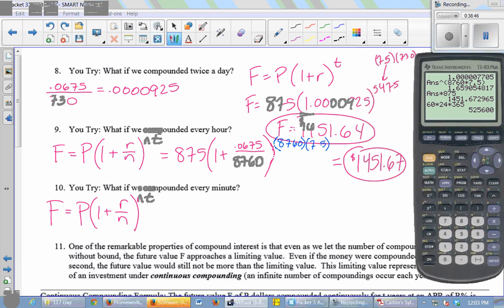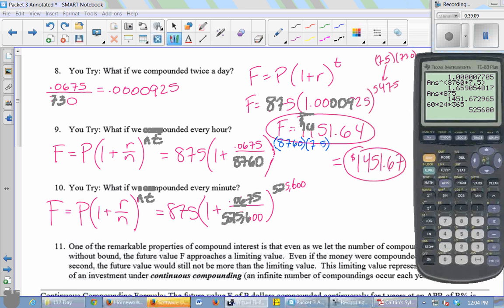Anyway, it doesn't matter. All right, so P is 875. 1 plus my interest rate, 0.0675, divided by 525,600 minutes, to the NT, 525,600 times 7.5.